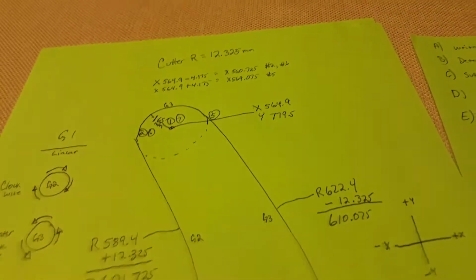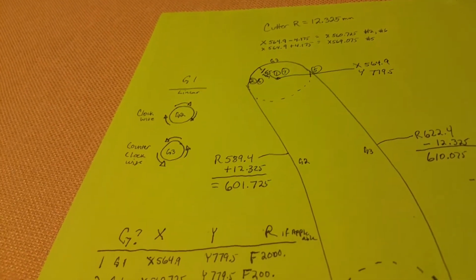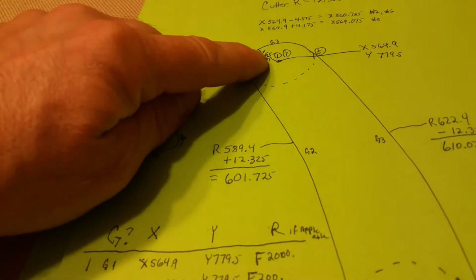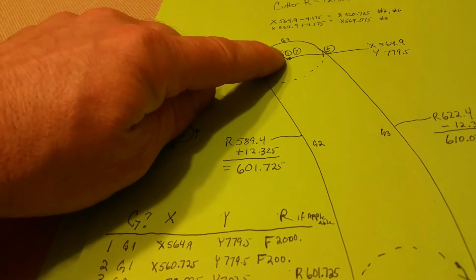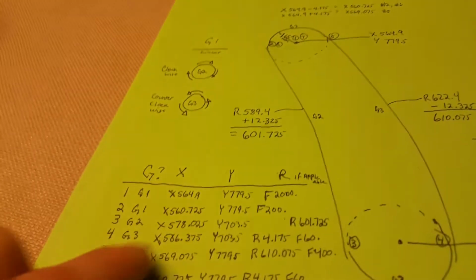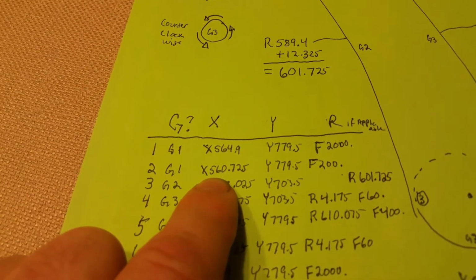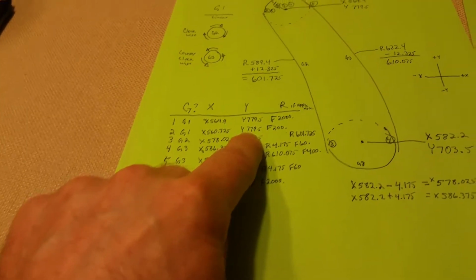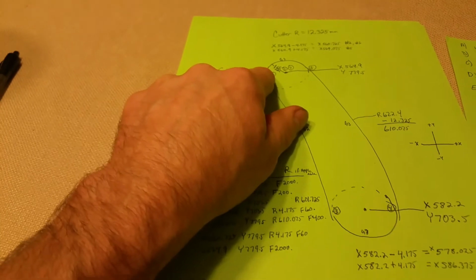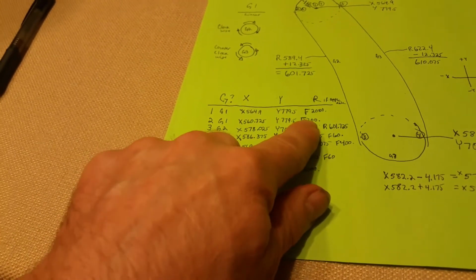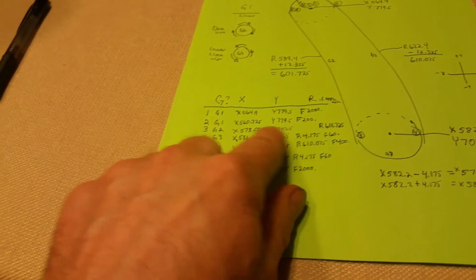And that's 560.725. So it was at 564.9. If you subtract the radius of the cutter from the 16.5 radius of the slot, you get 4.175. So 564.9 minus 4.175 equals 560.725. The Y doesn't change because it's just a 9 o'clock straight move. F200, that's millimeters per minute.